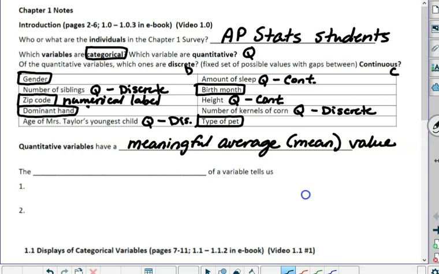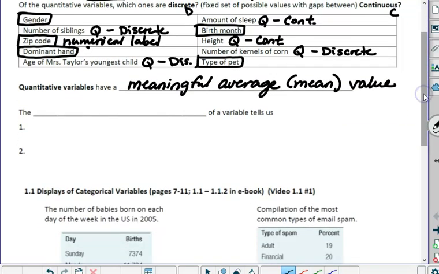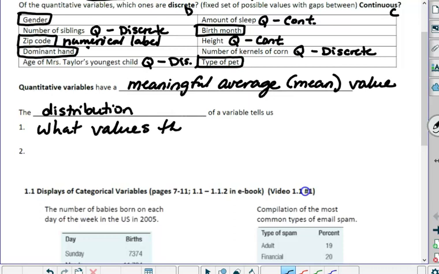So that kind of lets you know the difference between discrete and continuous. And we're not going to do a whole lot with that right now, but I just wanted you to be familiar with that term. The other thing I want to introduce is something called the distribution of a variable. The distribution of a variable tells us two things: what values the variable takes and how often it takes each value.